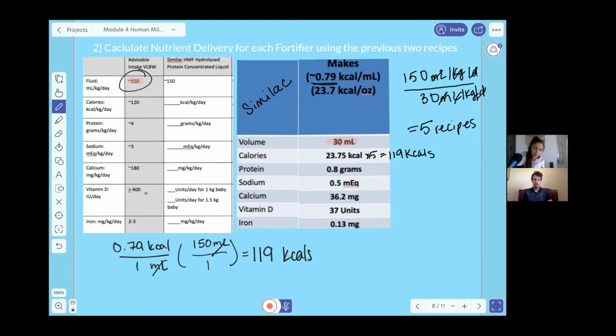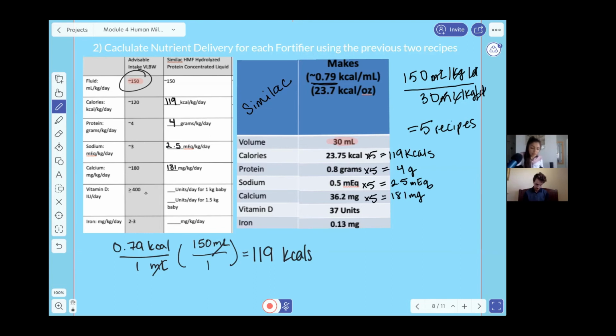Now we're going to multiply our protein. Let me write our kcals up here as well. So our protein, we have 0.8 grams total in one recipe. We're going to multiply that by 5, which gives us about 4. Yep, 4 grams of protein. And then our sodium, we're going to multiply by 5. And that gives us about 2.5 milliequivalents. Same with our calcium. That would give us about 181. There we go. Milligrams.